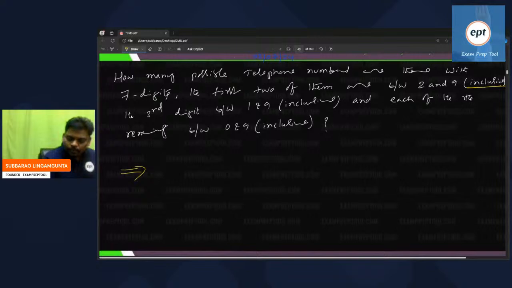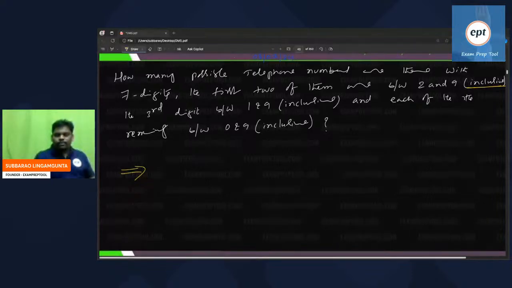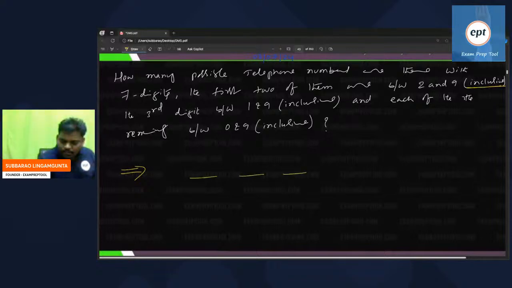Can you give the answer to me? What is the answer for this problem? Fine. Can you give the answer for this? How many possible telephone numbers are there with 7 digits? So, 7 digits.